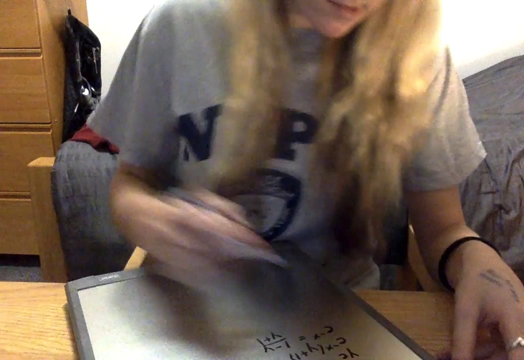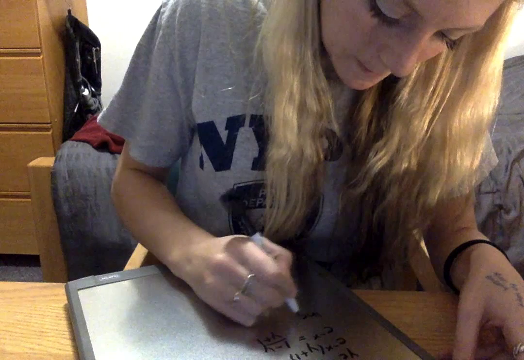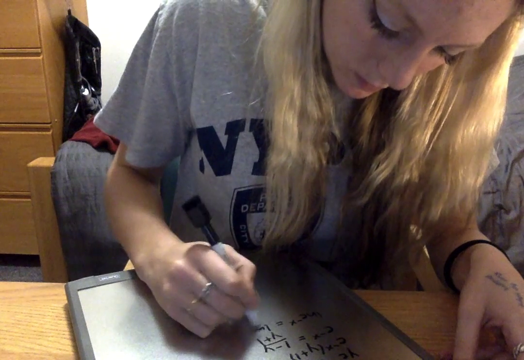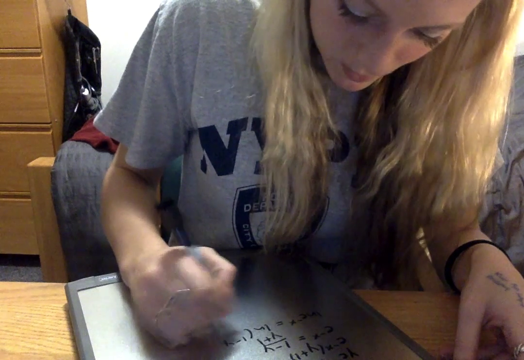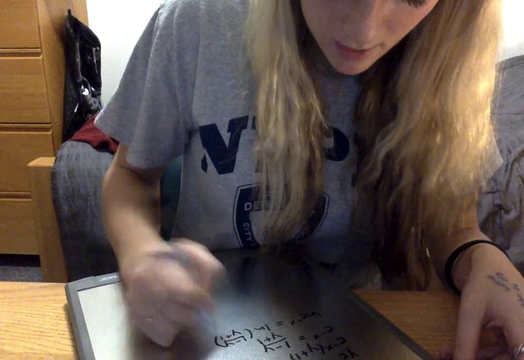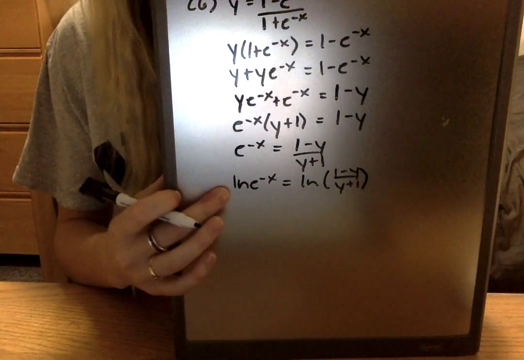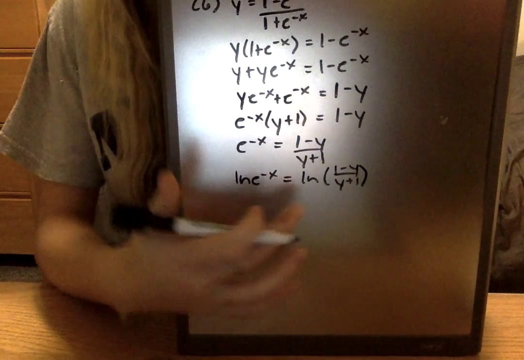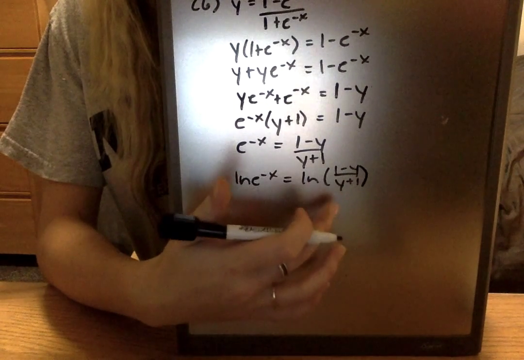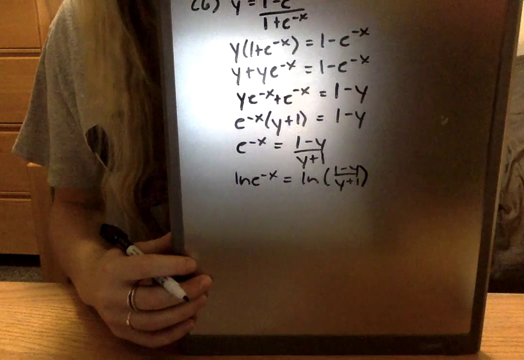So from here, I'm going to ln both sides. And this will get us one step further to isolating for that x. So I just ln both sides. So ln e to the negative x equals ln of (1 minus y) over (y plus 1).